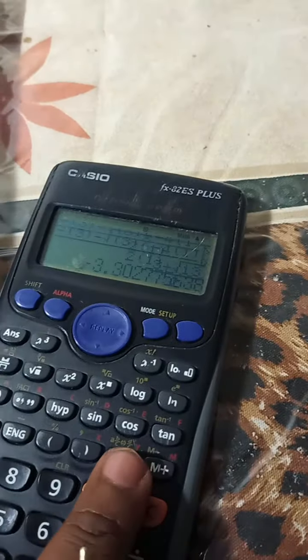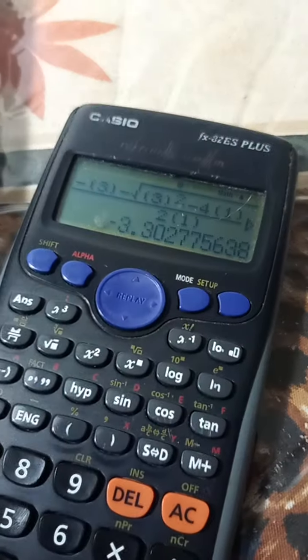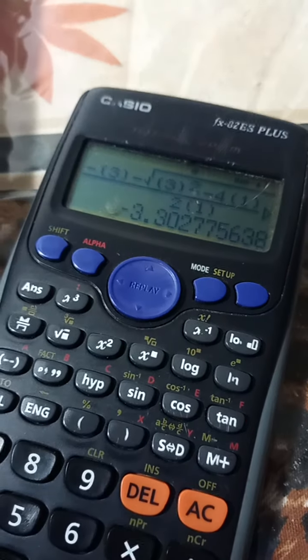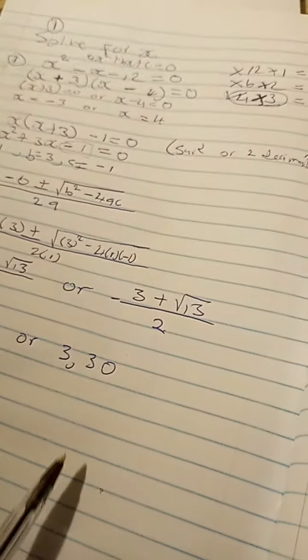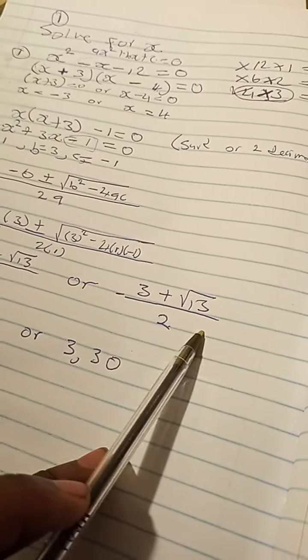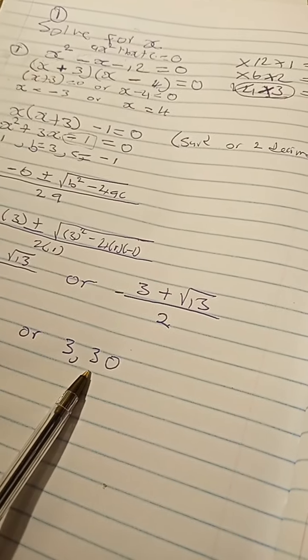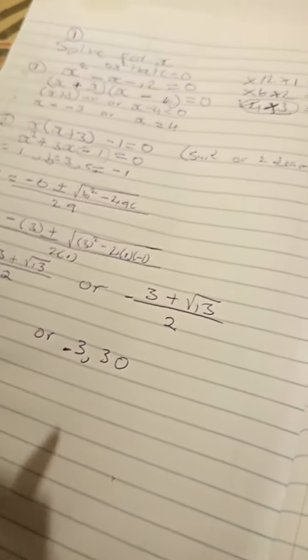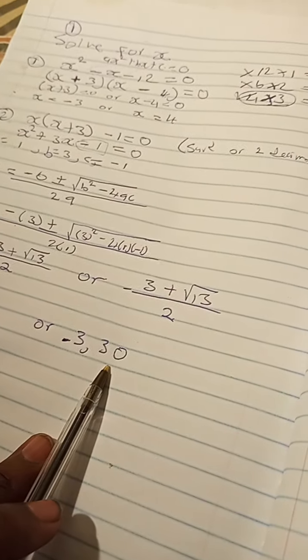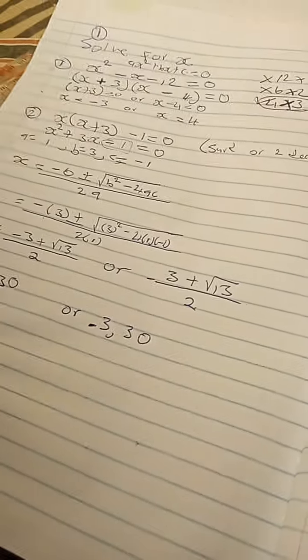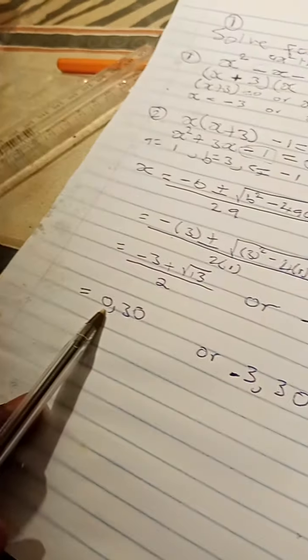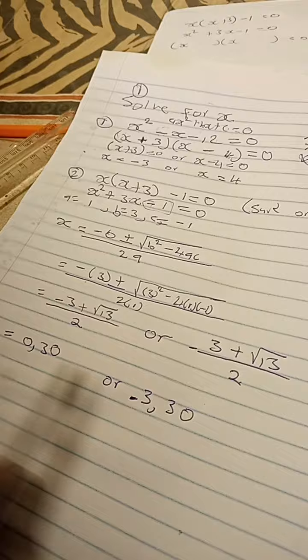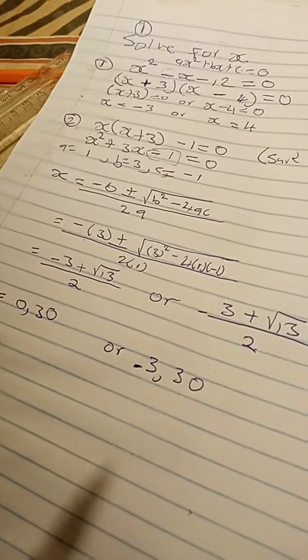Then we press SD. We get a negative 3, 3, 0. So this is in surd form. This is in 2 decimal points. This is a negative. Sorry, guys. It's in 2 decimal points. This is in decimal form. So these are 2 possible answers of x.